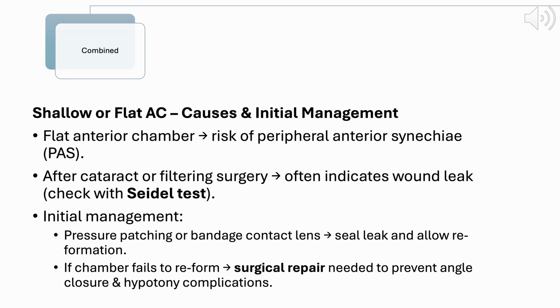The initial management strategy focuses on reforming the chamber and preventing complications. A pressure patch or a bandage contact lens can be used to help seal the wound and allow fluid reaccumulation. If the anterior chamber does not reform with conservative measures, then surgical repair is required. This step is critical because failure to restore the chamber can lead to angle closure and secondary complications such as ocular hypotony.